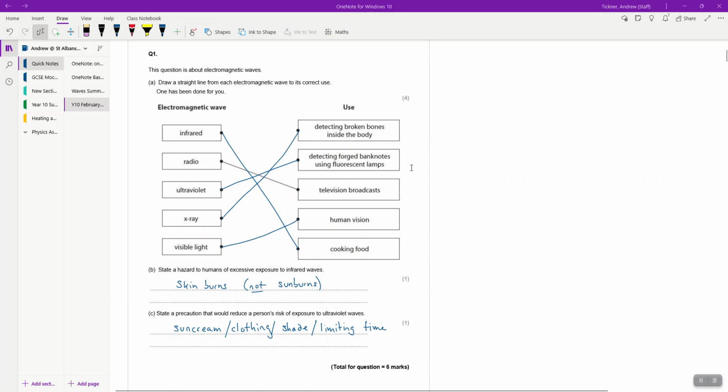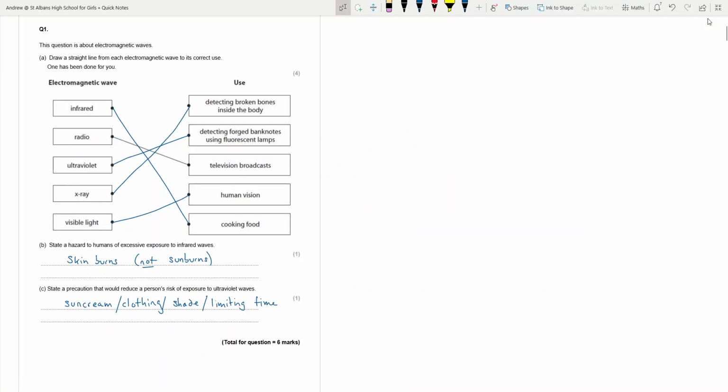Question one is largely about recall. I'm just going to go full page. So we have a 4-mark question on linking each sort of EM wave to its use. This is something that you should just be recalling because there are always these marks. If you get all of them correct, you get 4. Then for every mistake, you go down by 1.